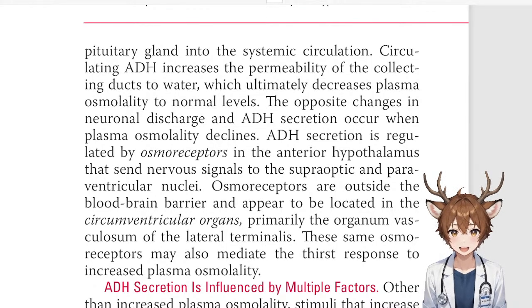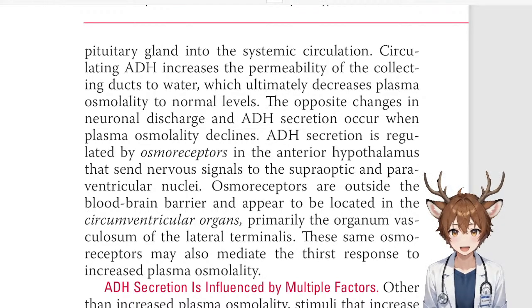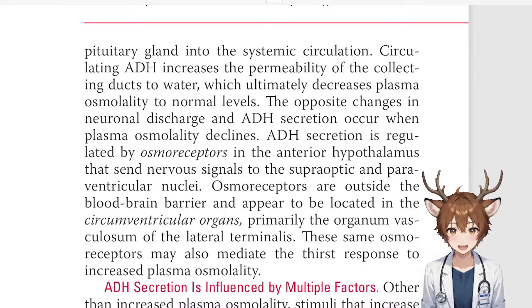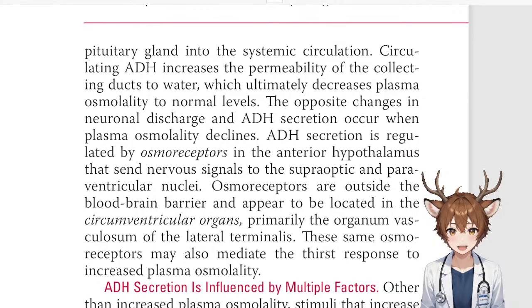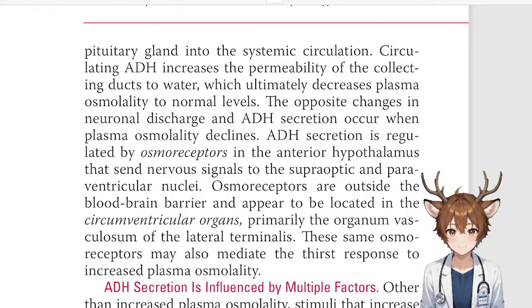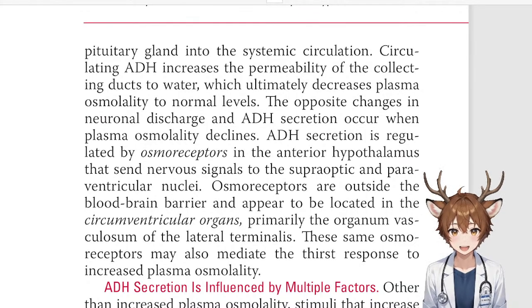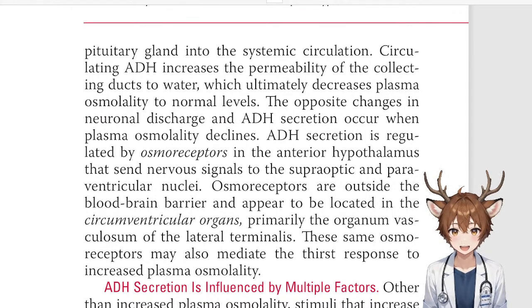ADH secretion is regulated by osmoreceptors in the anterior hypothalamus that send nervous signals to the supraoptic and paraventricular nuclei. Osmoreceptors are outside the blood-brain barrier and appear to be located in the circumventricular organs, primarily the organum vasculosum of the lamina terminalis. These same osmoreceptors may also mediate the thirst response to increase plasma osmolality.